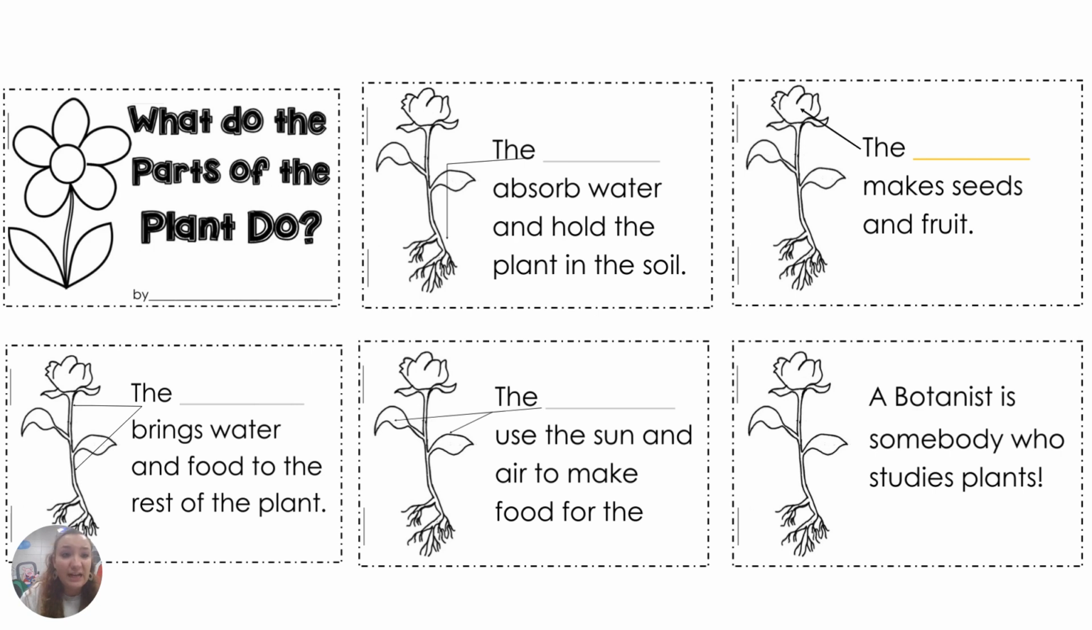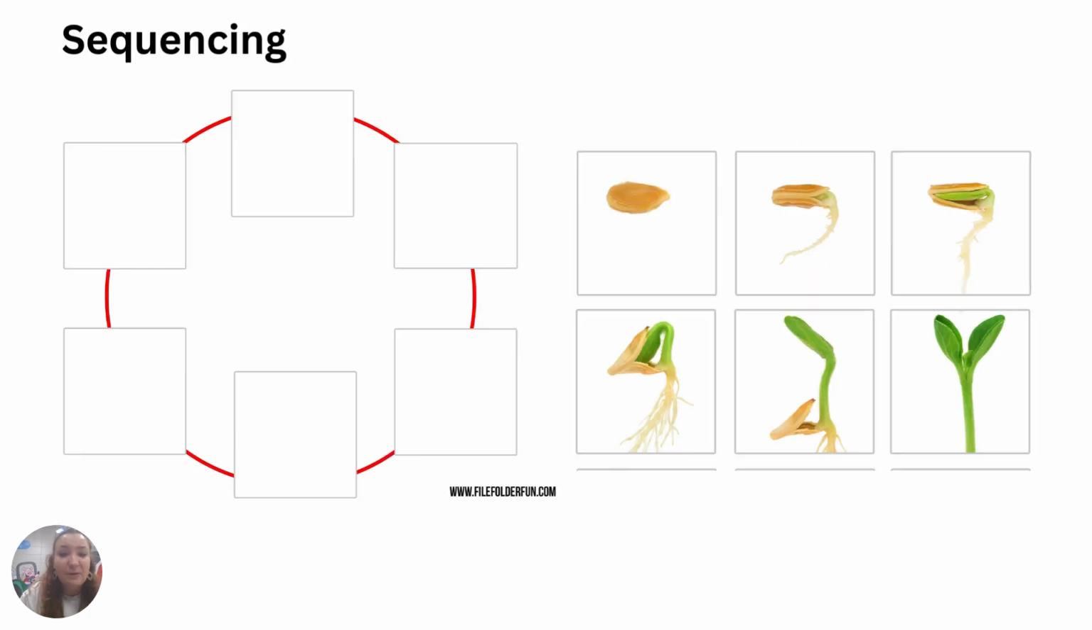And finally, your last card says a botanist is somebody who studies plants. Now, after you complete this activity, I would like for you to do this sequencing activity. I would like for you to match these pictures into the correct square that they belong.